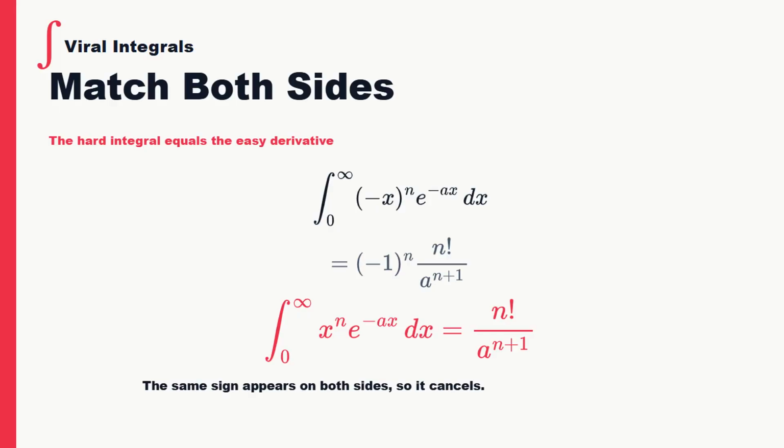Now these two expressions are the same thing, because they're both f sub n of a. So when we set them equal, the integral side has a negative 1 to the n from negative x to the n, and the closed form side has the same negative 1 to the n, so those signs cancel out.